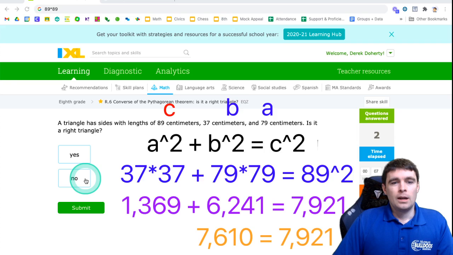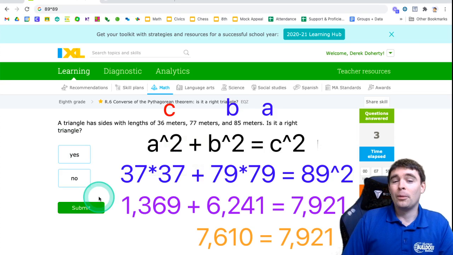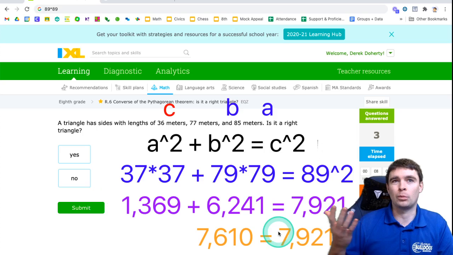I do promise you at some point they will give you problems where there are right triangles. The right answer is not always no. The correct answers will be whenever the left side is exactly equal to the right side, and it's just weird that in these three or four we didn't ever show a right triangle.